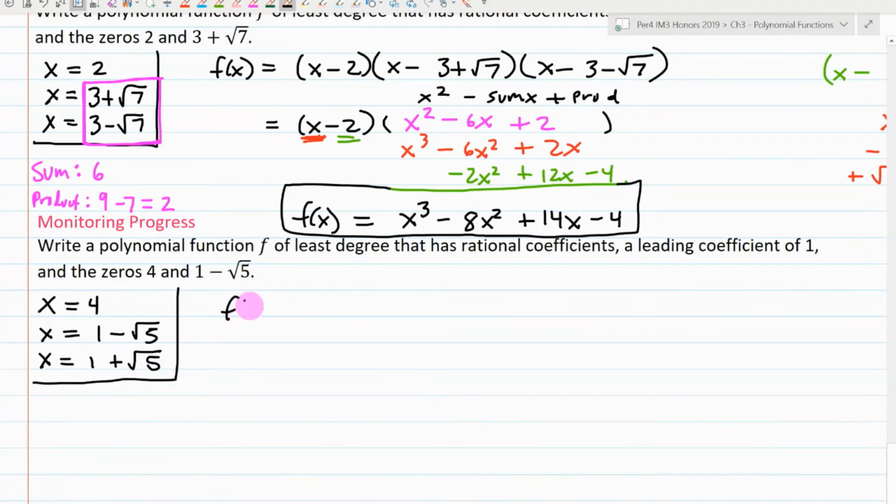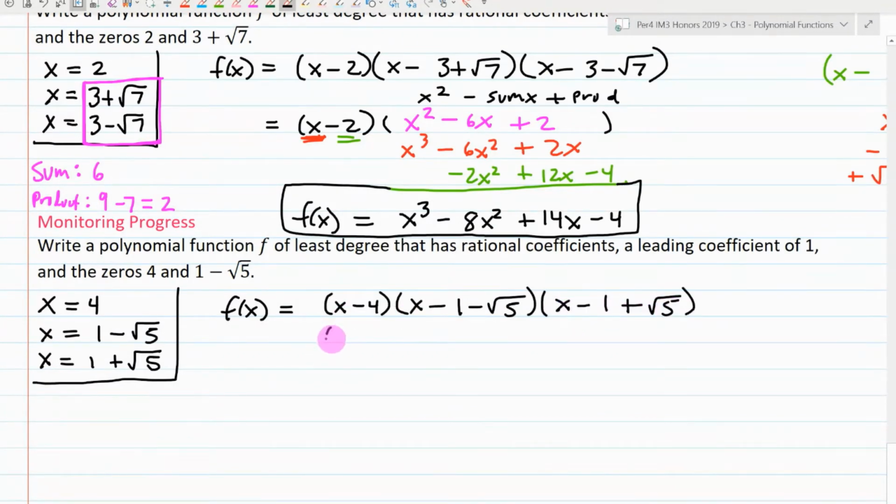All right, so f of x is equal to x minus all of those. So x minus 4, x minus 1 minus radical 5, x minus 1 plus radical 5. The x minus 4 is going to stay the same. This will be x squared. And then here, I would like you guys to also do the sum. Sum is adding the whole numbers together. The radicals cancel, so minus 2x. And then product.